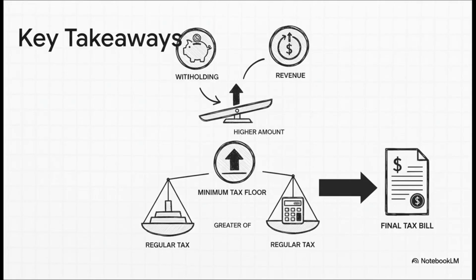Okay, so let's do a quick recap. First, the minimum tax is your tax floor. Second, you find that floor by looking at two paths, withholding or a percentage of revenue. Third, if both of those paths apply to you, your minimum tax is simply the higher of the two calculations. And finally, what you actually pay is the greater of your regular profit-based tax or that minimum tax floor.